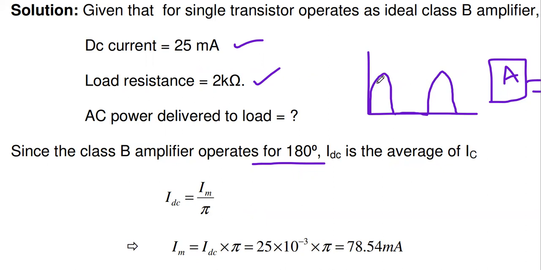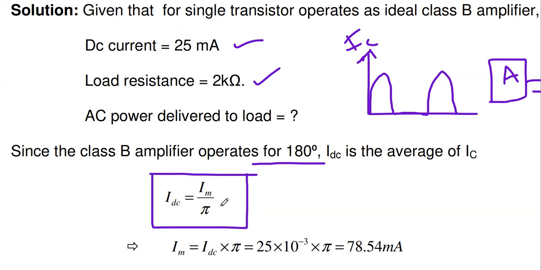So what is the DC current for this type of half-wave rectified signal? The DC current is nothing but the average value of this collector current flowing in our class B amplifier. The IDC is the average value of this half-wave waveform, so IDC equal to IM by pi. This is the formula.